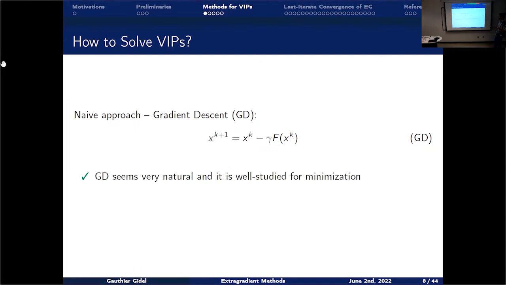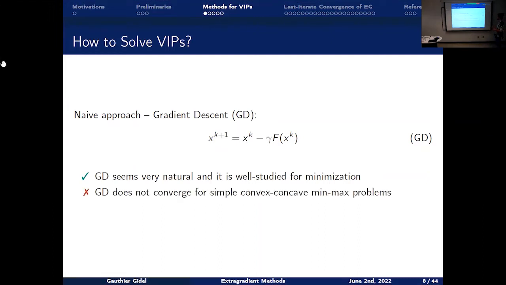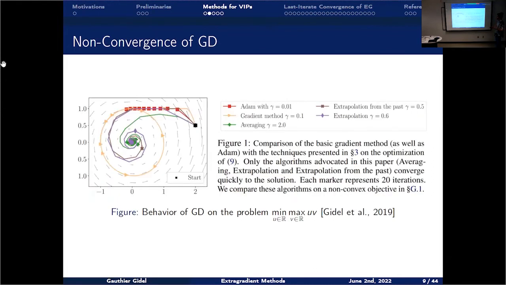So it seems very natural, and for minimization, we know gradient descent is nice. We know how it converges in lots of cases. But actually, for games, for min-max problems, for anything that is beyond minimization, it fails. And there is a very simple example. Basically, you take this vector field that is exactly rotating around the optimum.